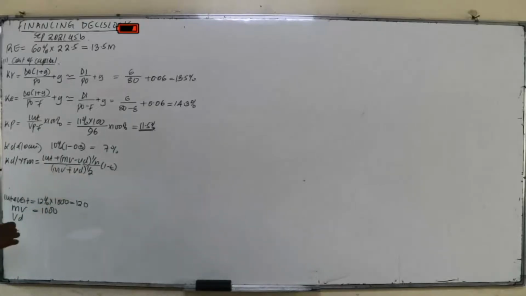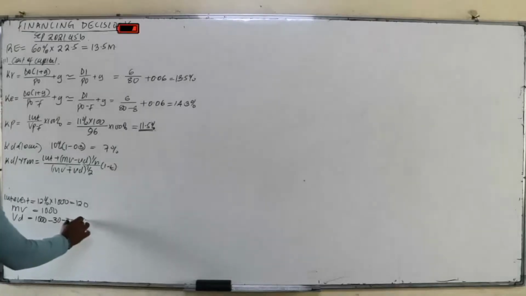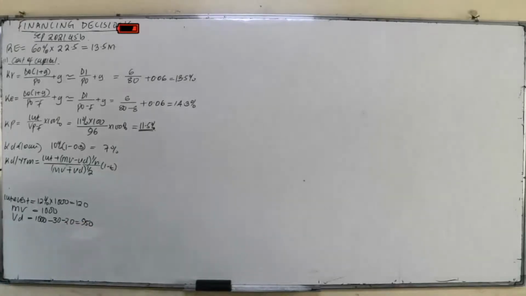Now, to get the value of the debt, you take the par value, which is 1,000, but we are going to incur a discount. You give them a discount of 30. Also, there will be flotation cost of 20. So that means they'll get a net of 950. That's how we get the value of the debt.